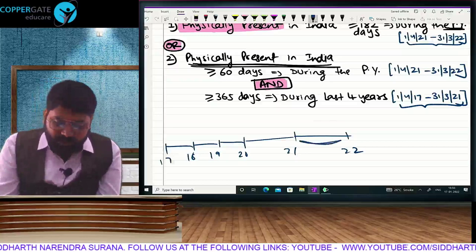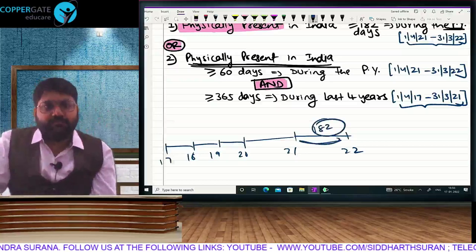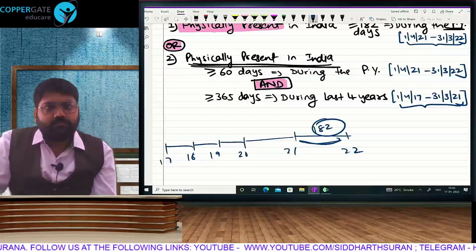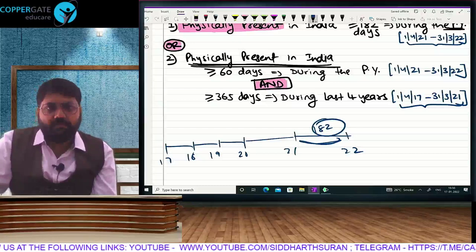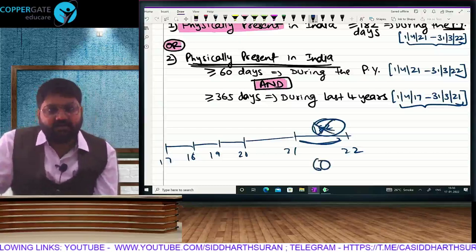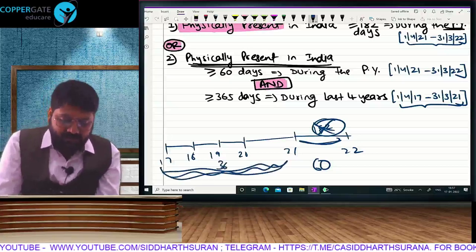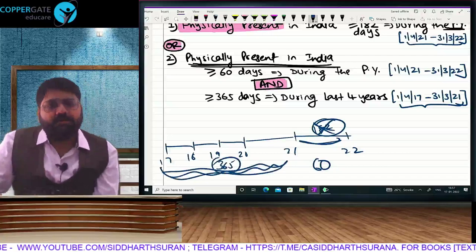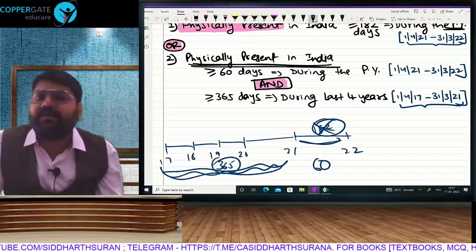If in this period you do 182, then you don't have to check anything. You are a resident. No need to check anything. The story is over. But if in this period it is not 182, it is only 60, then you have to check these 4 years total, and that has to be how much minimum? 365.